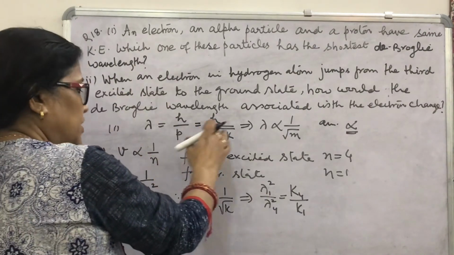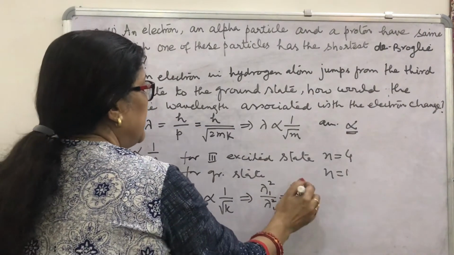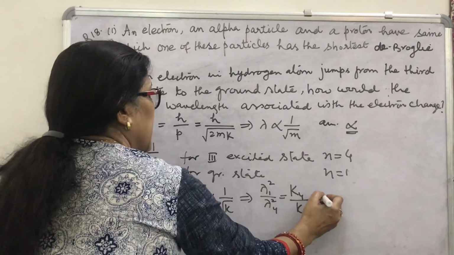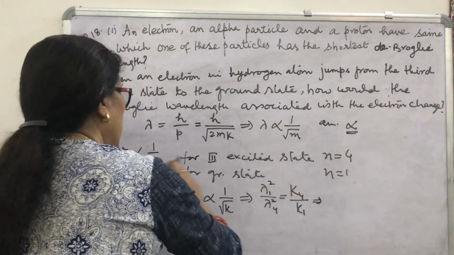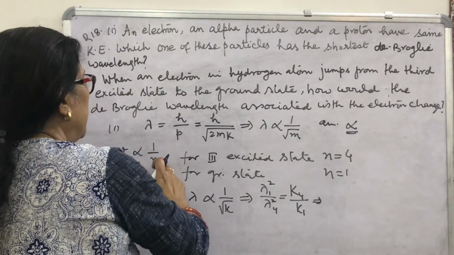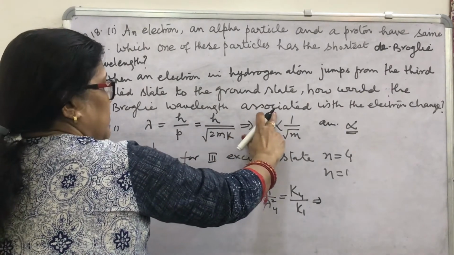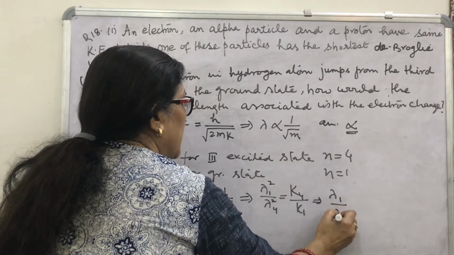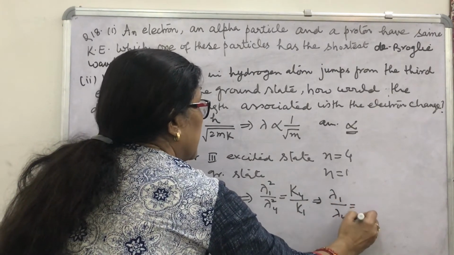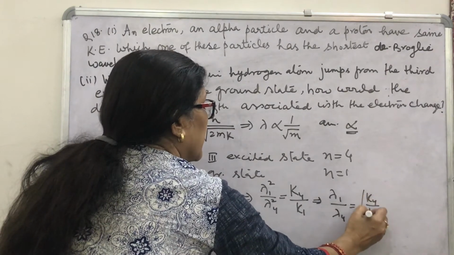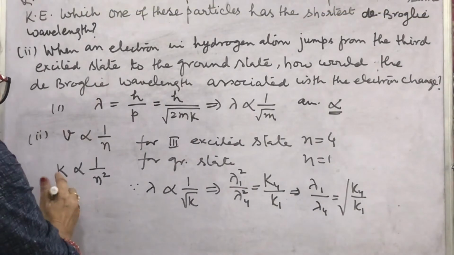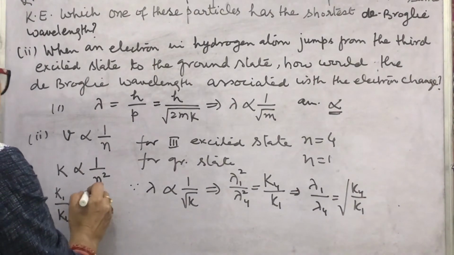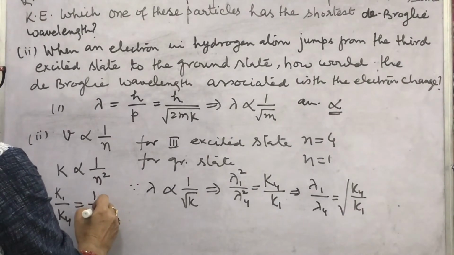Then how will you find the change in the de Broglie wavelength? Look here, that here the kinetic energy is half mv square, and we have seen here v is proportional to 1 by n. This is the electron, how does the de Broglie wavelength change? Then you will write here lambda 1 upon lambda 4 equal to under root K4 upon K1. And K1 upon K4, what will you write from this relation? That will be 1 upon 16.